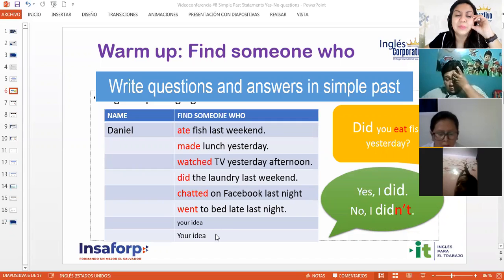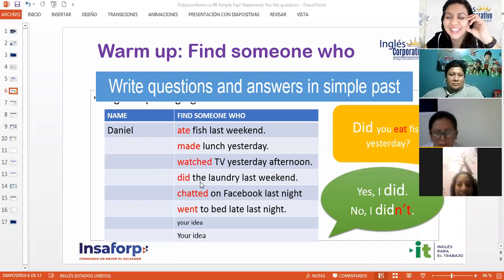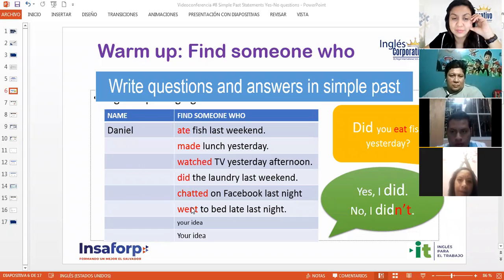Y aquí van a agregar ustedes dos ideas. Estos verbos, they are in the past, in the simple past. Eat, ate. Watch, pero está caliente. Okay, did is the past of do. Chatted is the past of chat. Went is the past of? Go. Go, exactly. And here are your ideas.